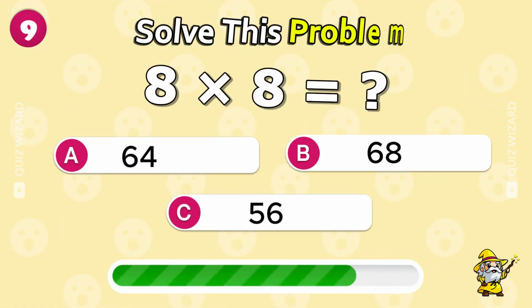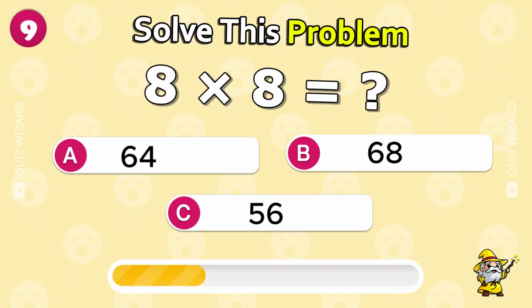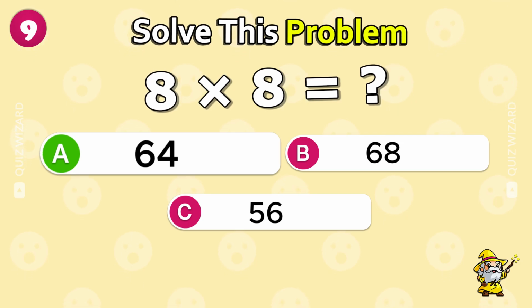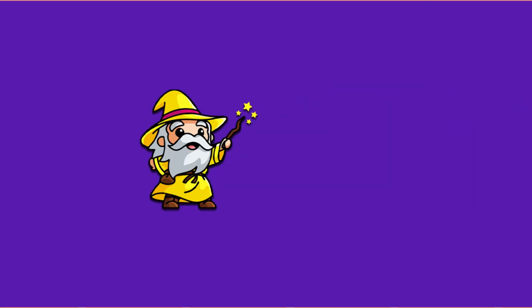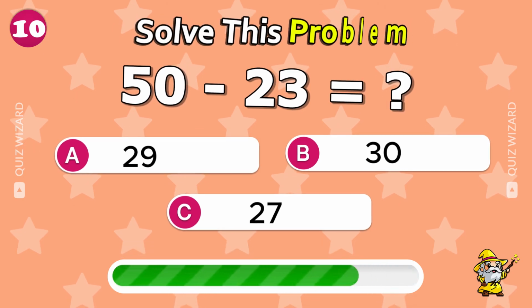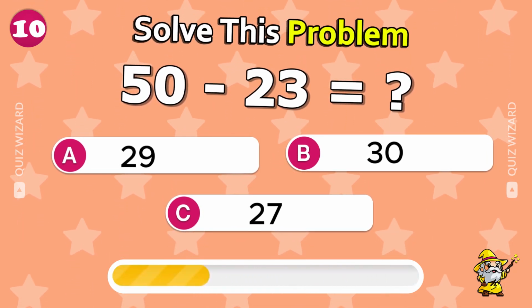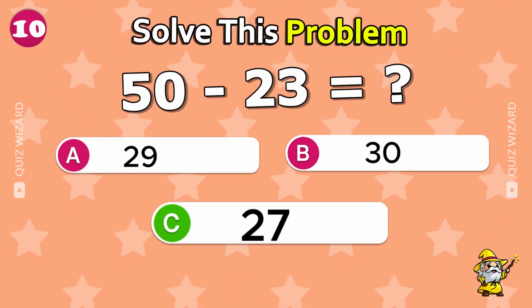What is 8 times 8? 64, 68, 56. Answer is 64. How much is 50 minus 23? 29, 30, 27. Answer is 27.